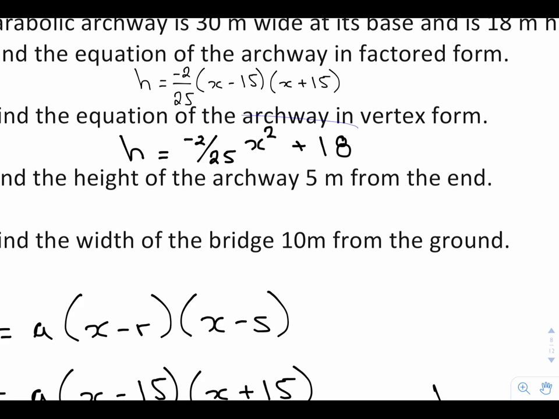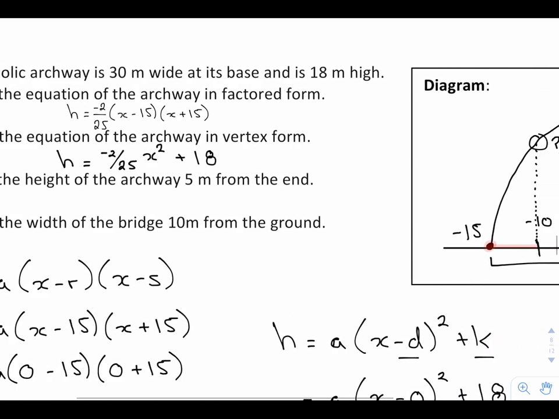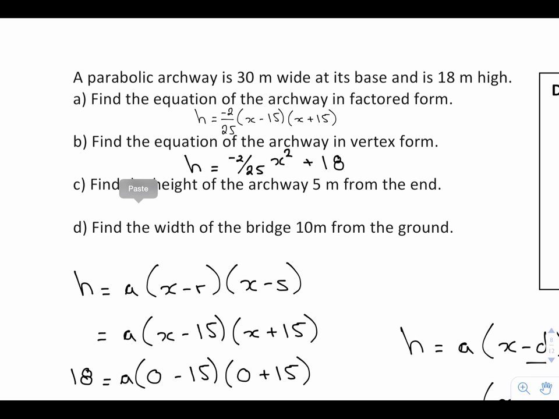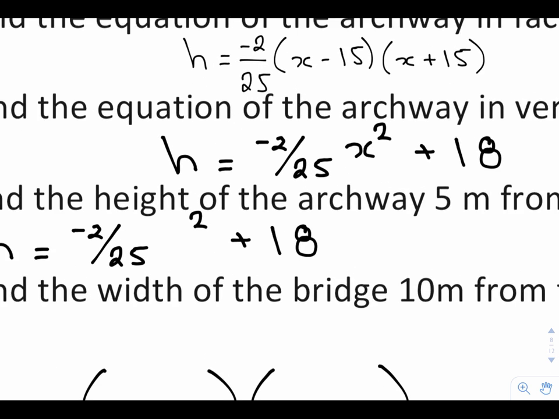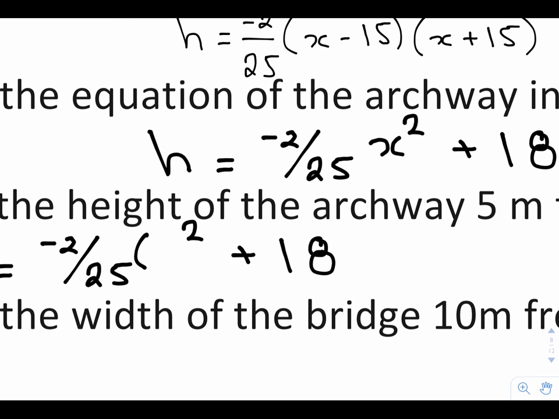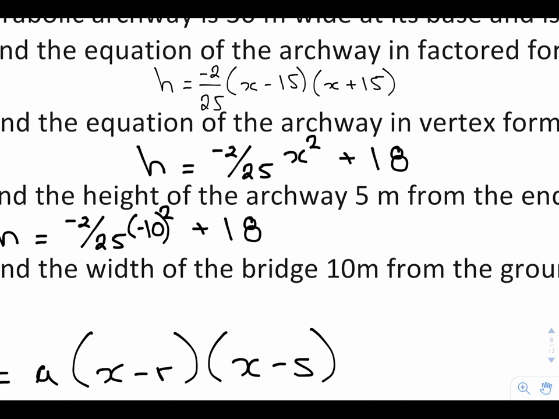I'm going to copy this again, and I can actually do my work right in here. Paste it around, and instead of x, I'm now going to have negative 10 squared. So if I do my math, I get negative 2 over 25. Negative 10 squared is 100. Plus 18.